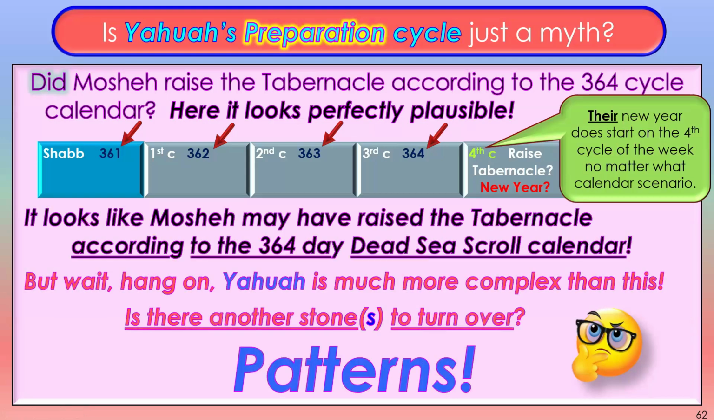Maybe a preparation is just not important. It looks like Moshe may have raised the tabernacle according to the 364-day Dead Sea Scroll calendar. But wait, hang on. Yahuwah is much more complex than this. Is there another stone to turn over? Would it be under the heading of patterns?